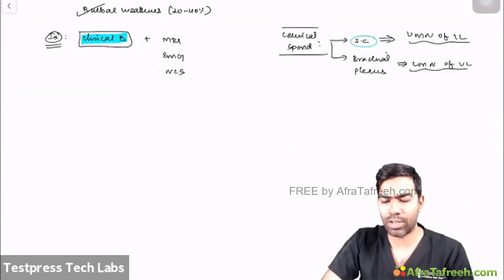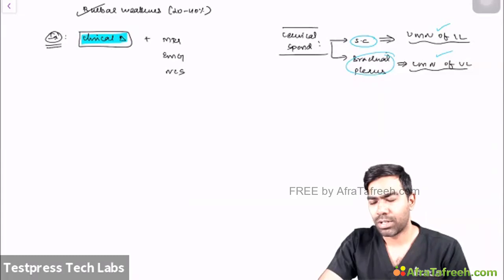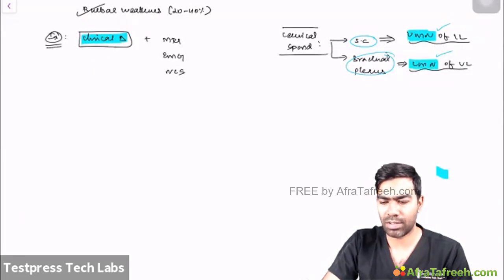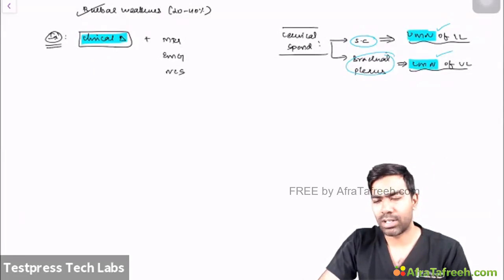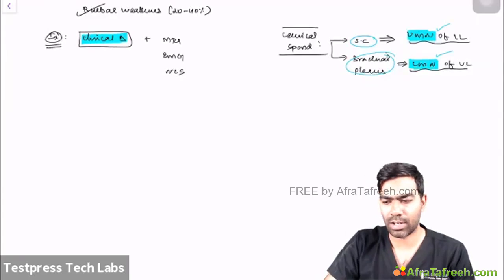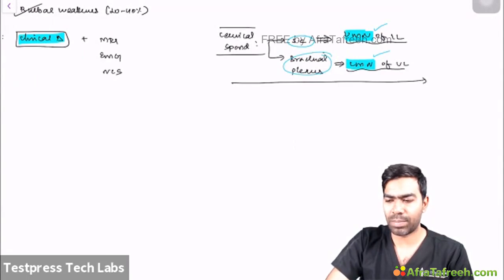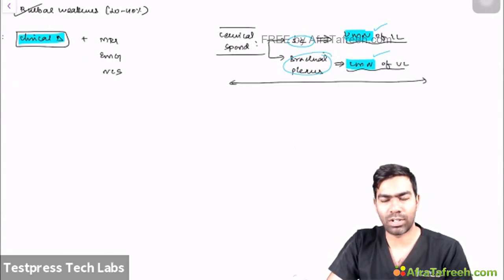So spondylotic fragments can compress the spinal cord producing UMN features of the lower limb, and they can compress the brachial plexus causing LMN features of the upper limb. Which means again you are getting LMN and UMN features in the same patient, where you can think about an amyotrophic lateral sclerosis kind of scenario. But more importantly, there will be some distinct features present in cervical spondylosis, which may not be seen in amyotrophic lateral sclerosis.